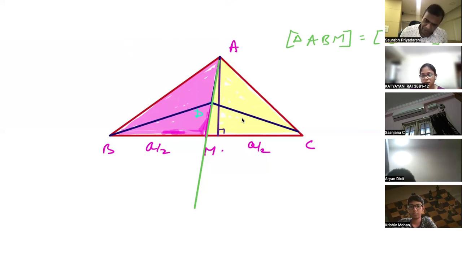ABM and ACM, right? Both are the same, so we can go from that. But if you see this carefully, I'm taking a triangle with AD as the base. Can you see this? If AD is the base, so this is the triangle.